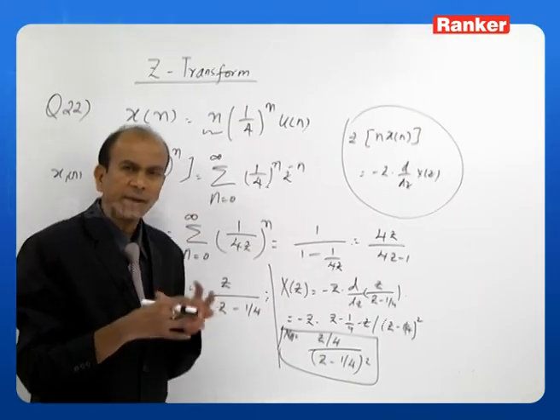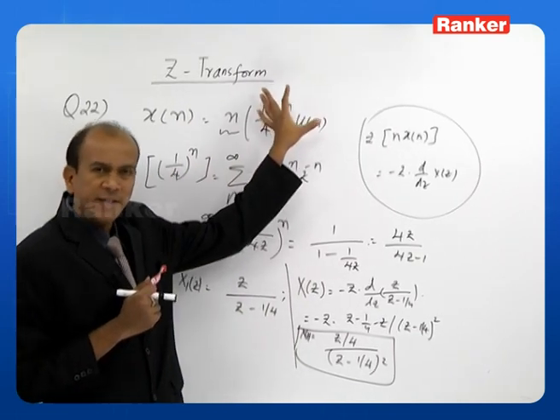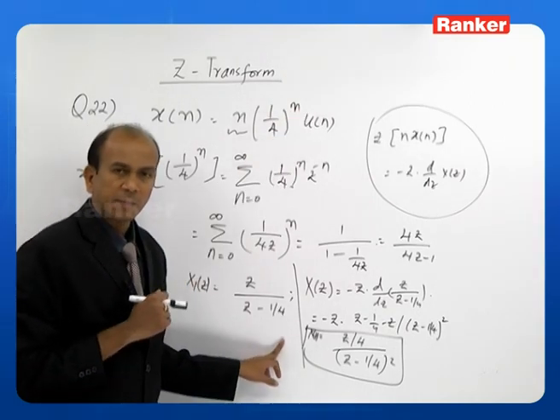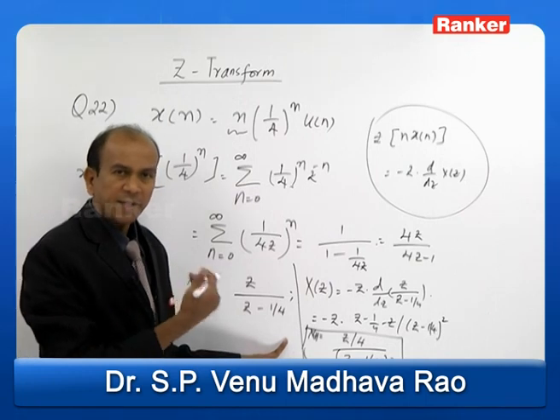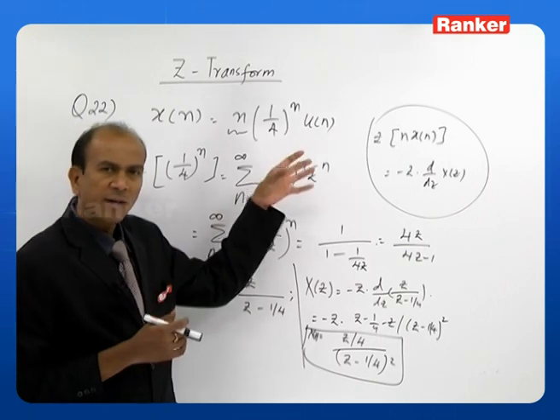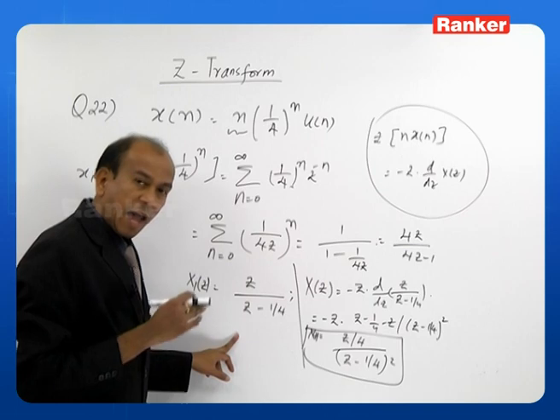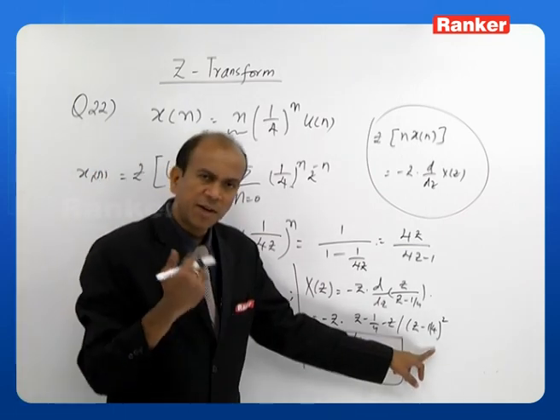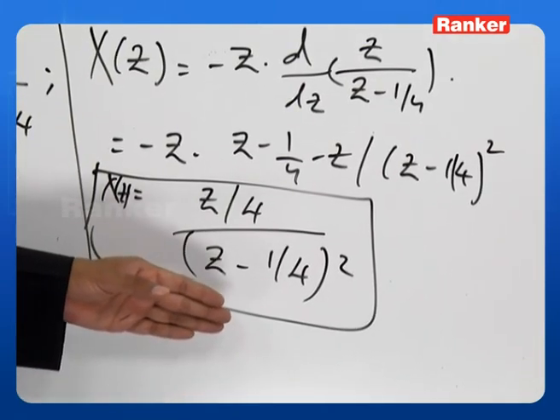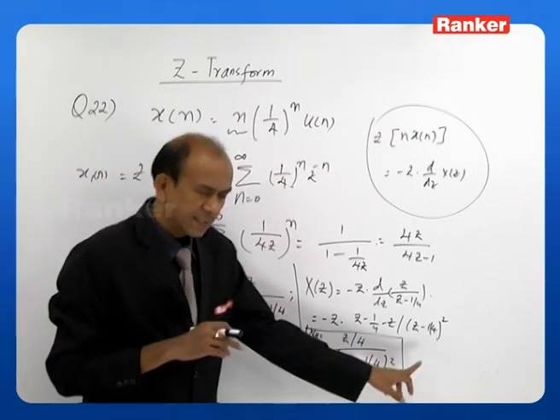Somewhere now you have to understand what the pattern is. When I take the z transform of 1 by 4 to the power n, the answer I am getting is z by z minus 1 by 4. There is a pattern which you have to understand. I suggest you calculate for 1 by 3, 1 by 2 and arrive at a general formula. And when I differentiate this, invariably the first order differentiation results in a square term in the denominator. So the ROC is z greater than 1 by 4.